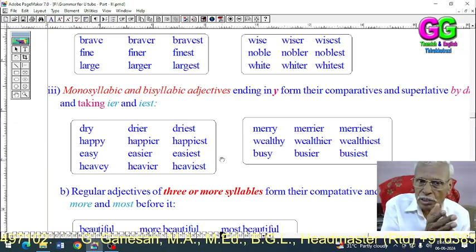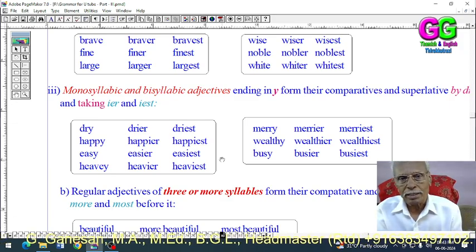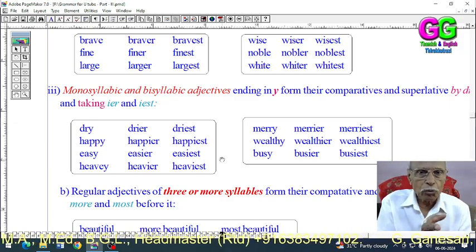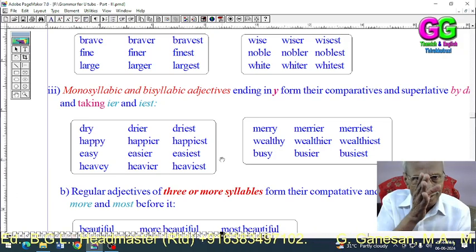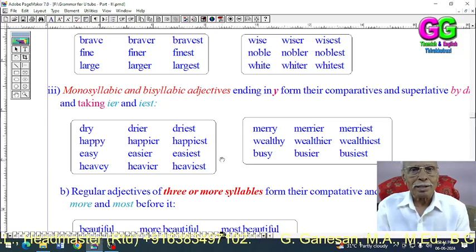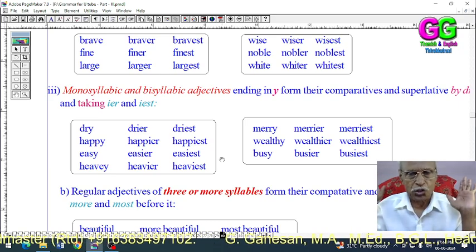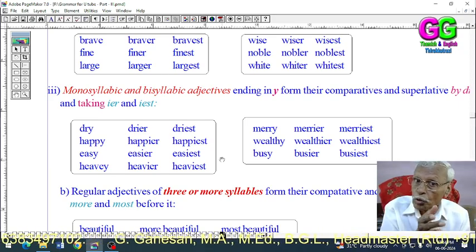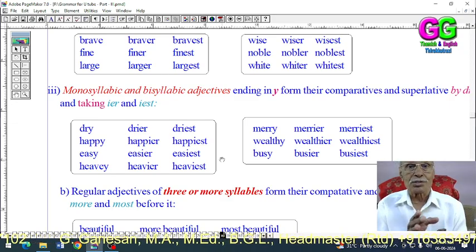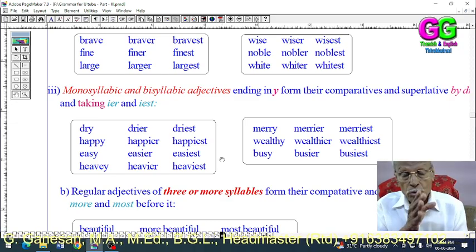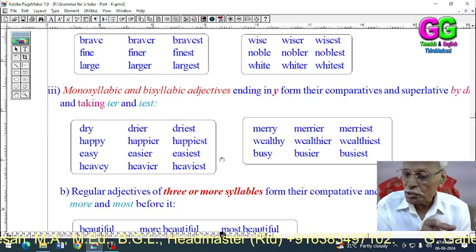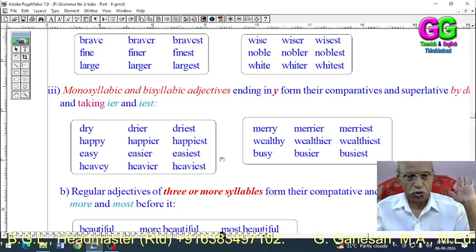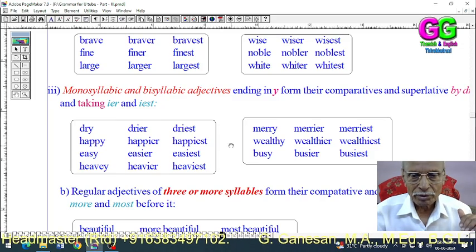If it ends with a single consonant preceded by a single vowel, double the consonant and add er and est. If the monosyllabic adjective ends in e, add r and est. That's all. Then, if monosyllabic and bisyllabic adjectives end in y, drop the y and add ier and iest. That's all.